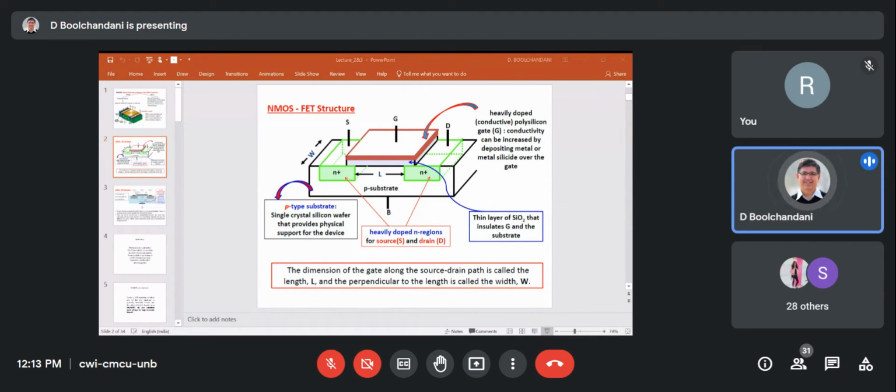And this dimension between the source and drain is known as the channel length. From this end to this end is known as the width of the channel. The current that flows from the drain to the source region depends upon this aspect ratio, W by L, that is the width of the channel and the length of the channel.